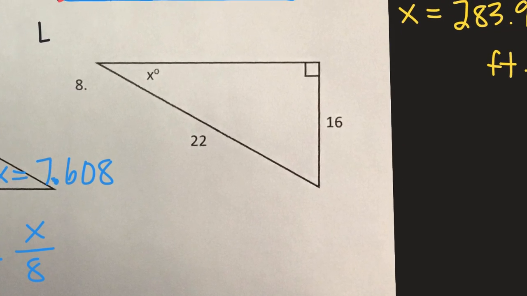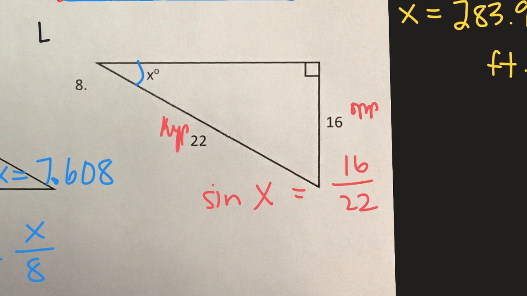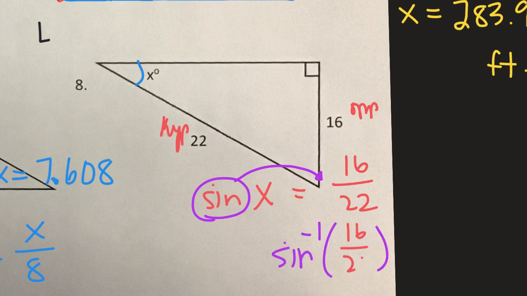And then number 8, we have x as an angle. So this is the opposite side again, and this is the hypotenuse. So once again, this is a sine, but the sine of x. X is our angle, equals 16 over 22. Hopefully you're much better at this now, but whenever we're solving for an angle, we have to take the inverse sine of our fraction. The inverse sine.